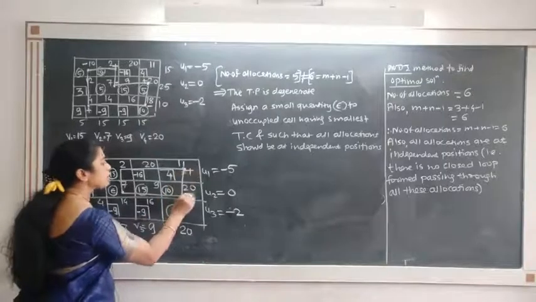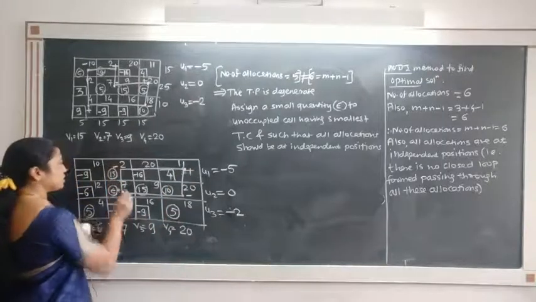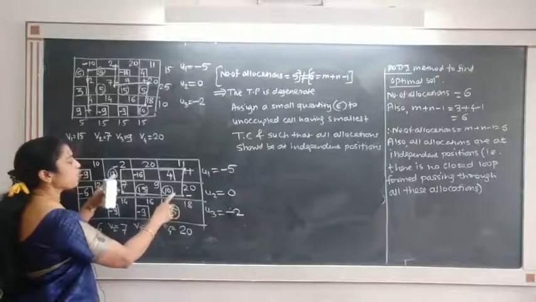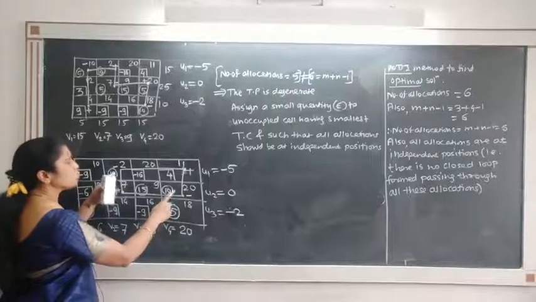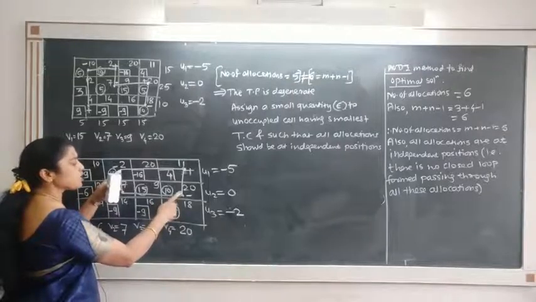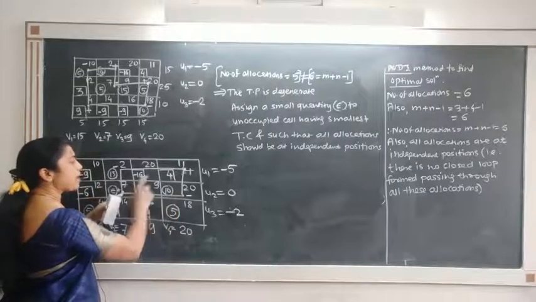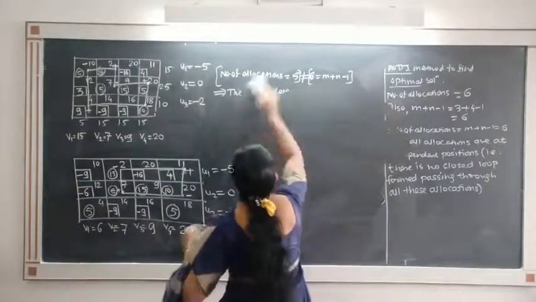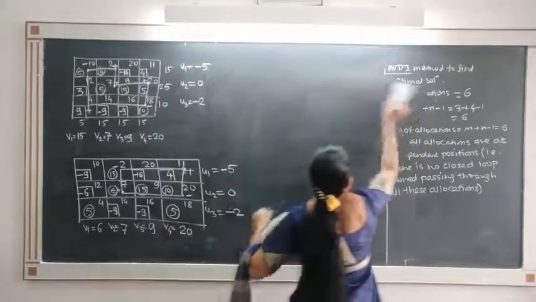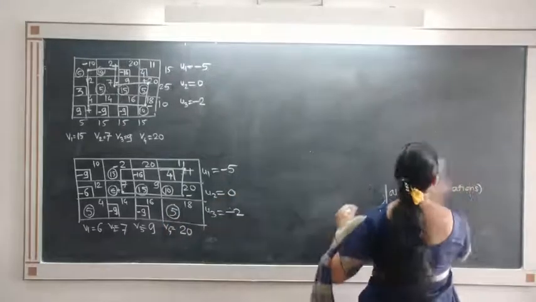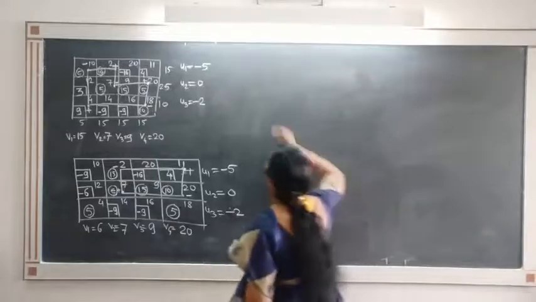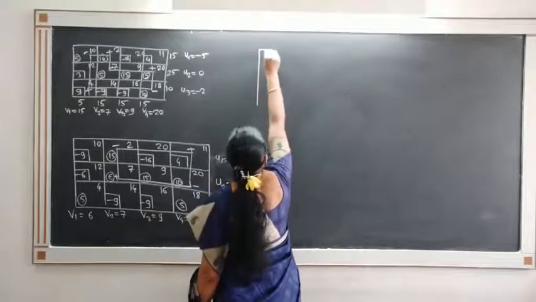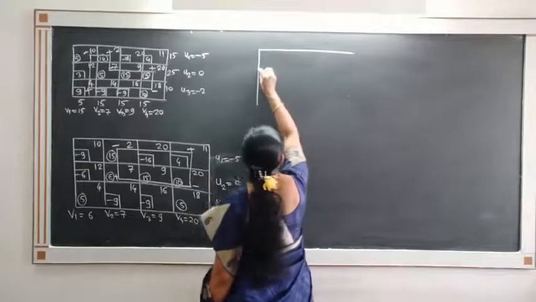We give plus and minus alternate signs to these cells. Among the minus signs, the smallest allocation is 10. So we subtract 10 from those cells where it is minus sign and add 10 where it is plus sign. We get our next solution. So observe the new solution.